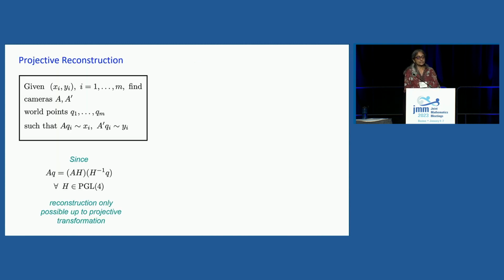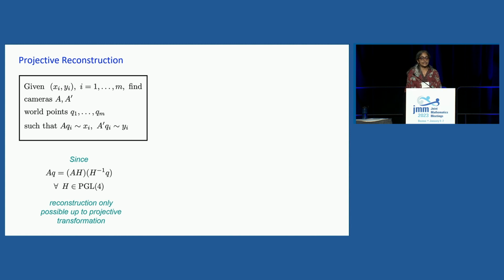Okay, so let's come back to projective reconstruction. So what we have are these images, xi, yi, or potential images, m of them. And if a reconstruction exists, then the task is to find the 2 cameras that took these pictures, as well as the world points Q1 through Qm that imaged to these xi's and yi's. Okay, so this is the reconstruction problem, assuming that the reconstruction exists.